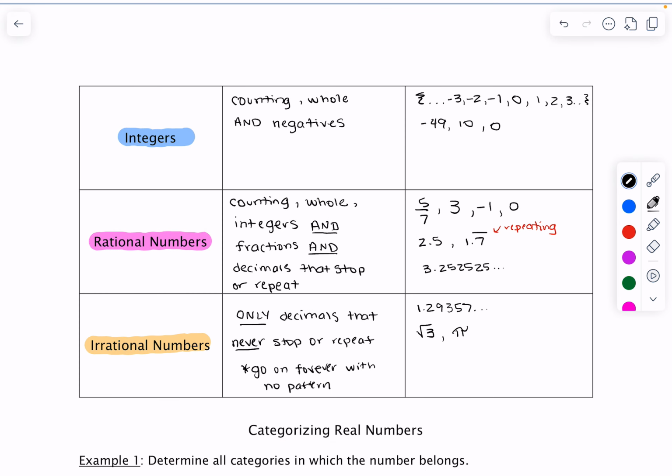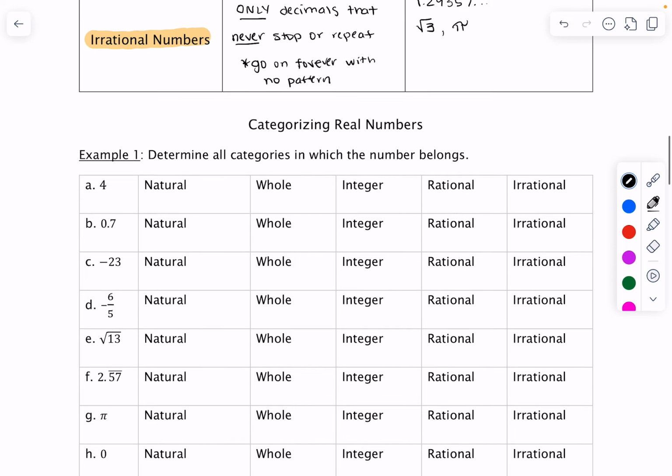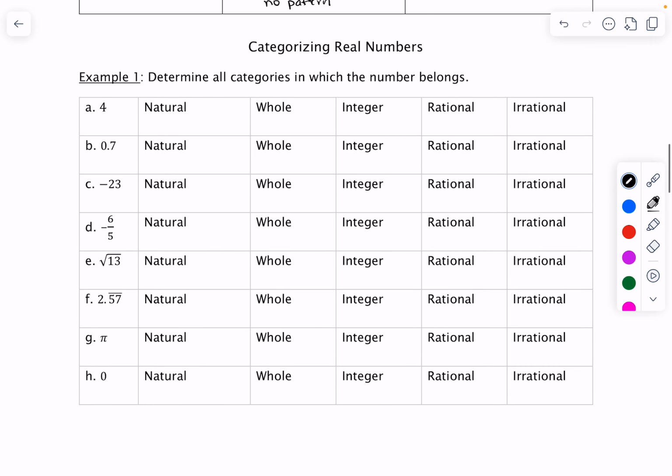Okay, so those are all the ways we're going to categorize numbers. And so here's what I'd like you to be able to do with this skill and with this information. I'd like you to be able to look at numbers and say what category they fall into. So I've got some examples of numbers here, and we're going to talk about what category they fall into.